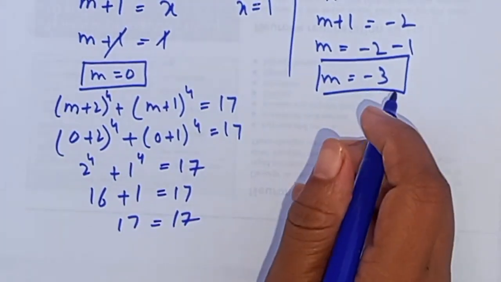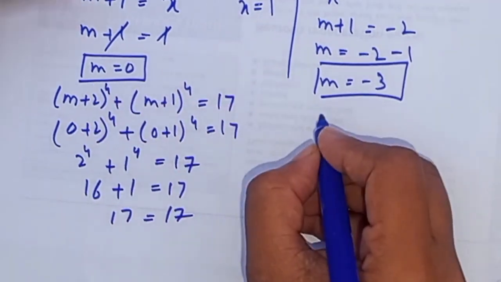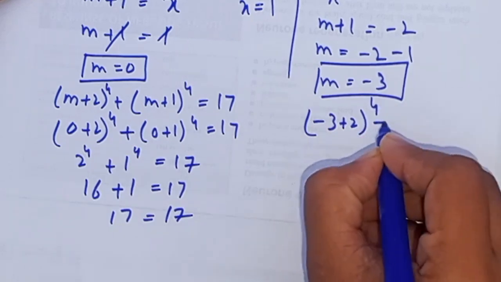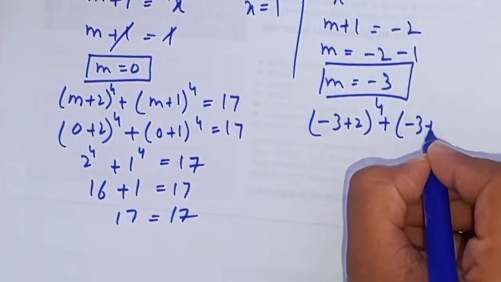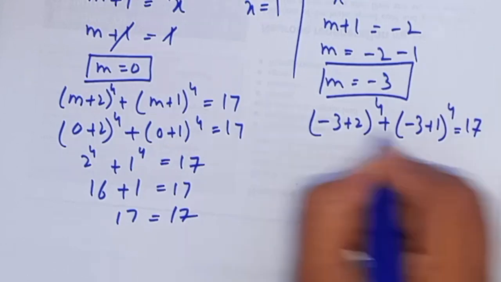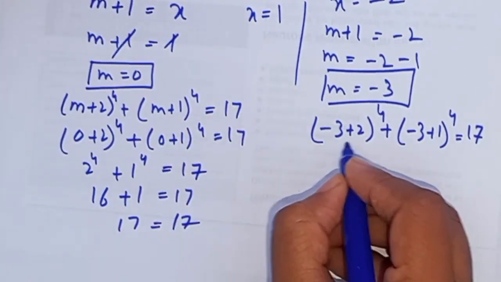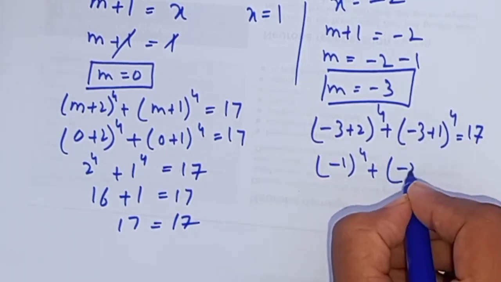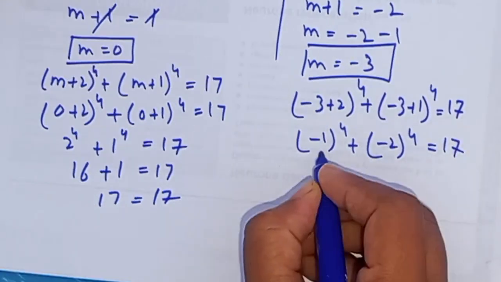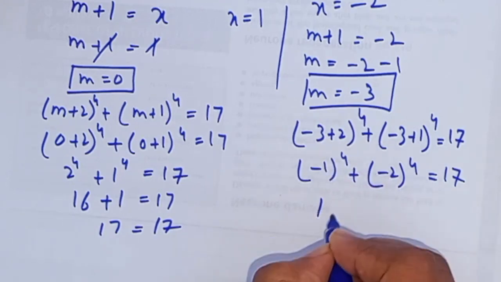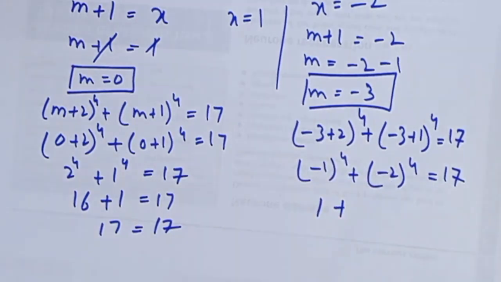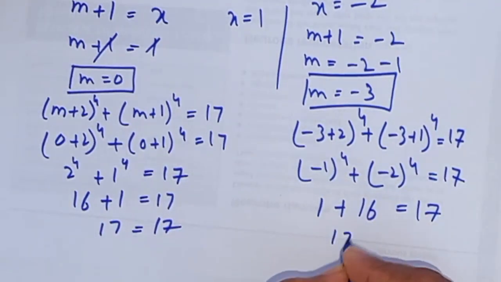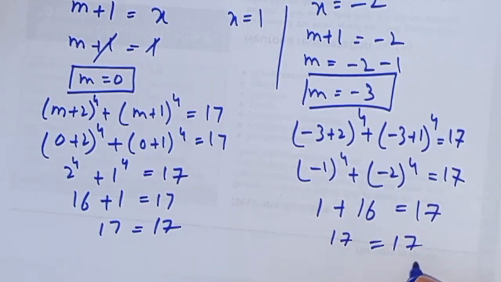Now we verify for m equals minus 3. So this will become minus 3 plus 2 raised to the power 4 plus minus 3 plus 1 raised to the power 4, equal to 17. So minus 3 plus 2 is minus 1 raised to the power 4 plus minus 3 plus 1 is minus 2 raised to the power 4, equal to 17. So minus 1 raised to the power 4 is just 1, and minus 2 raised to the power 4 is 16. So 1 plus 16 is 17, and in this case left hand side is equal to right hand side.